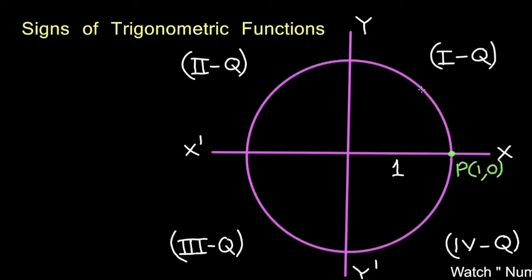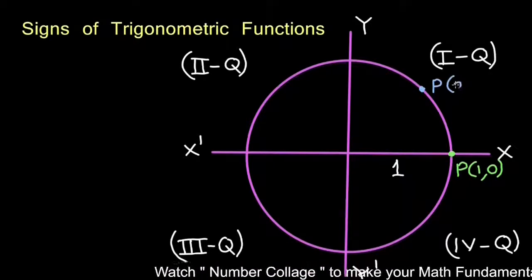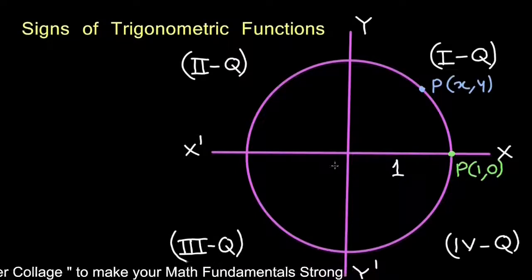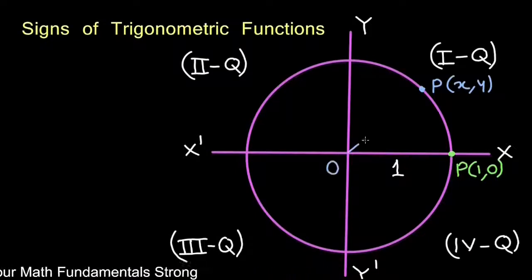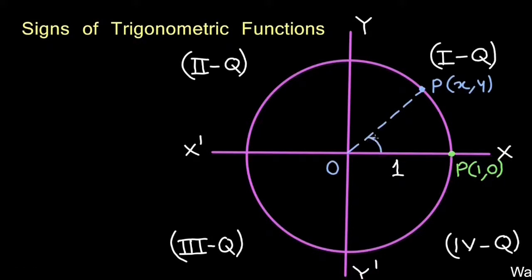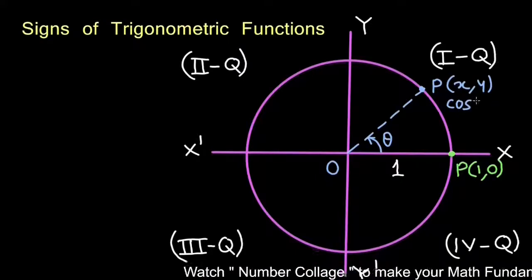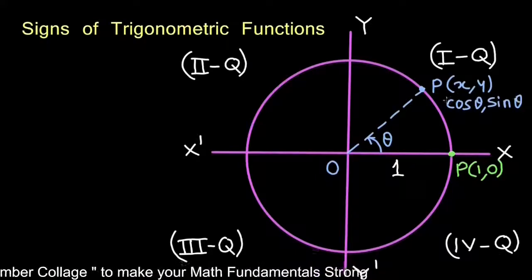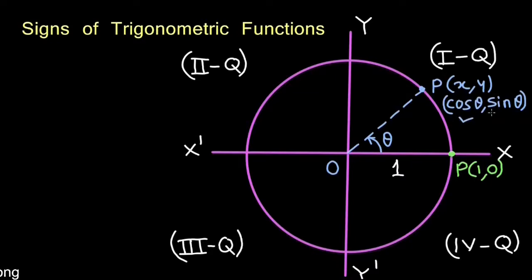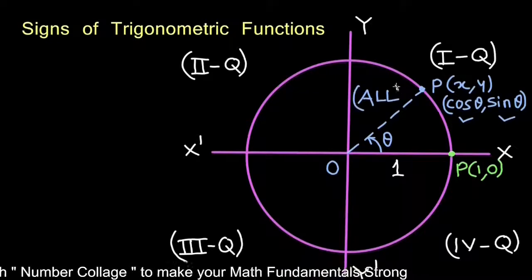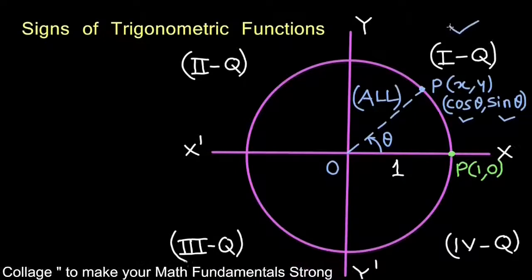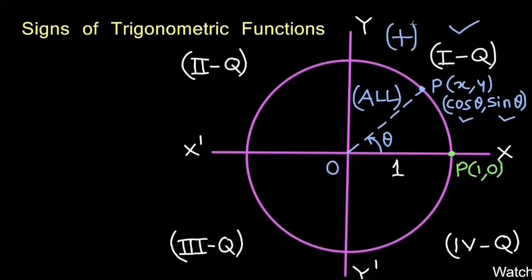When the point P is in the first quadrant, its coordinates will be (x, y). Suppose if we join origin with P, then the directed angle will be theta, so that the coordinates of P will become (cos theta, sin theta). Since both cos theta and sin theta are positive, all the trigonometric ratios in the first quadrant will be positive.